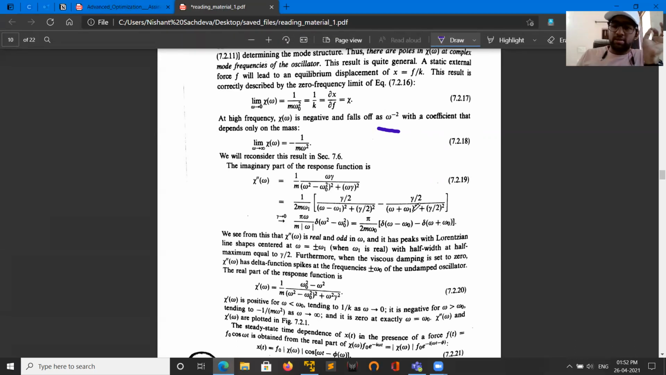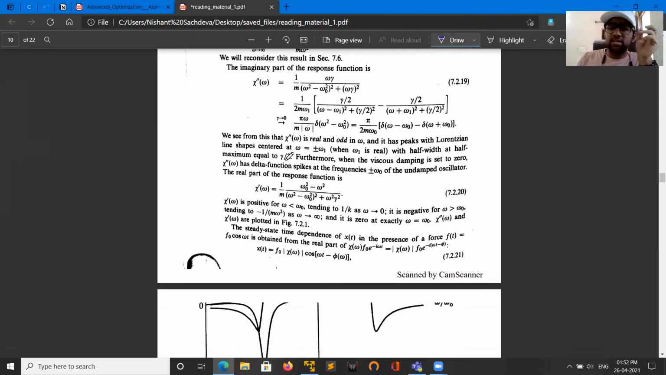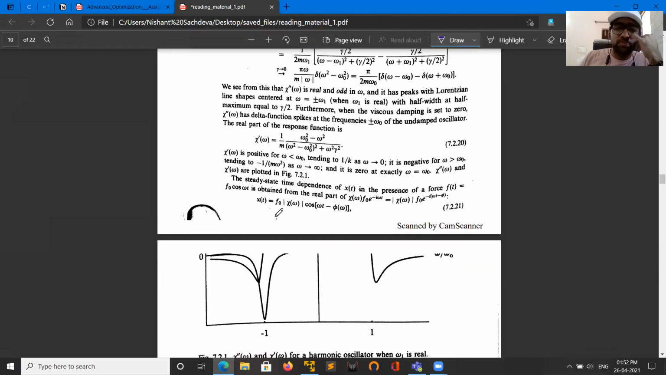So we get this particular partial fraction and we solve it, we take the limits and then we arrive at the final answer. Now we see from this that x double dash of omega is real and odd in omega, and it has peaks with Lorentzian line shapes. Another new term, Lorentzian line shapes, centered at omega equals plus minus omega 1, where omega 1 is real, with half width at half maximum equal to gamma by 2.